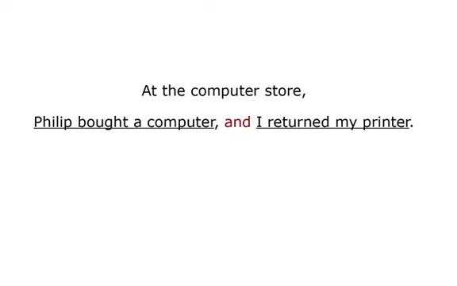Some sentences have two clauses. The clauses are connected with conjunctions. Here's an example. At the computer store, Philip bought a computer and I returned my printer. The two clauses are underlined. The conjunction and connects the clauses. These two clauses could stand alone as sentences, and for that reason, they are independent clauses.